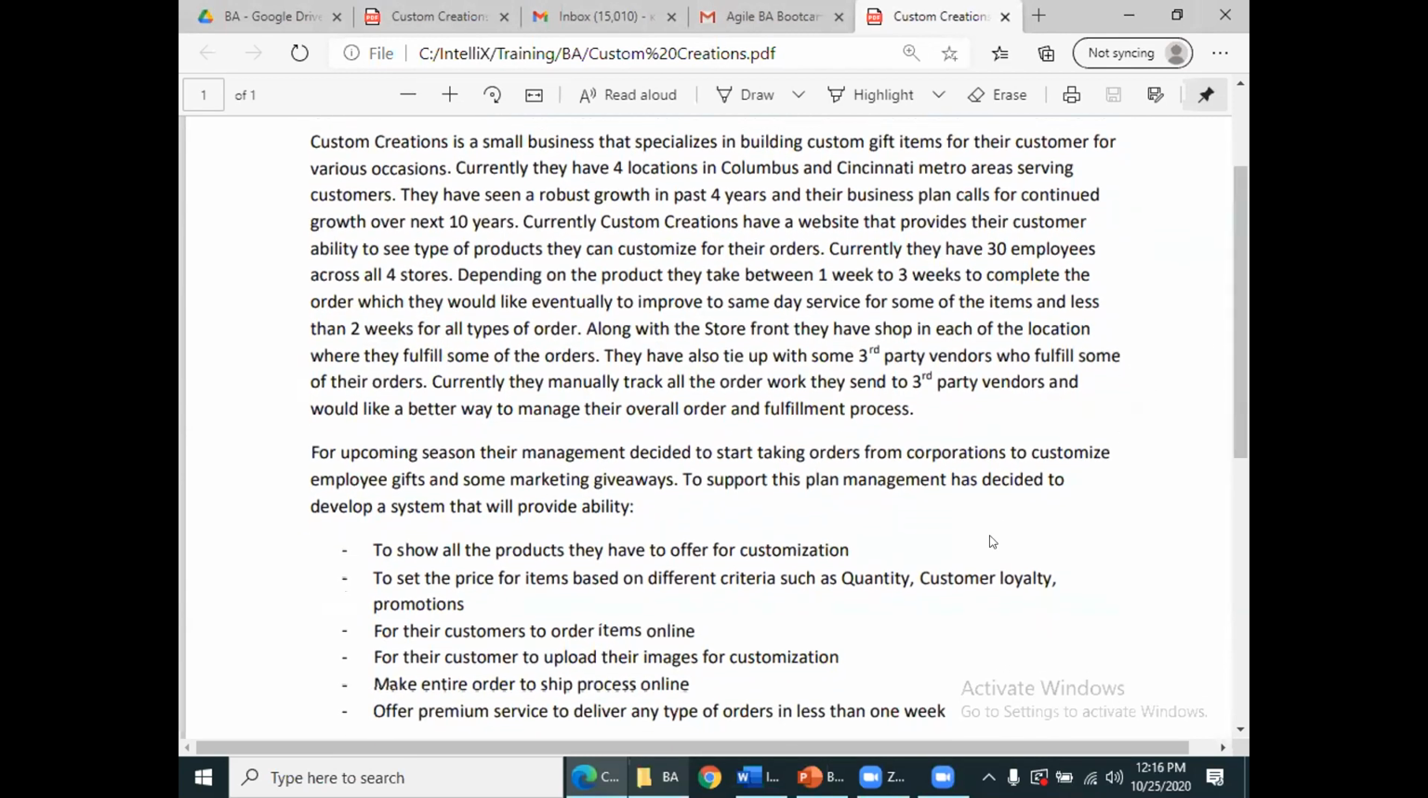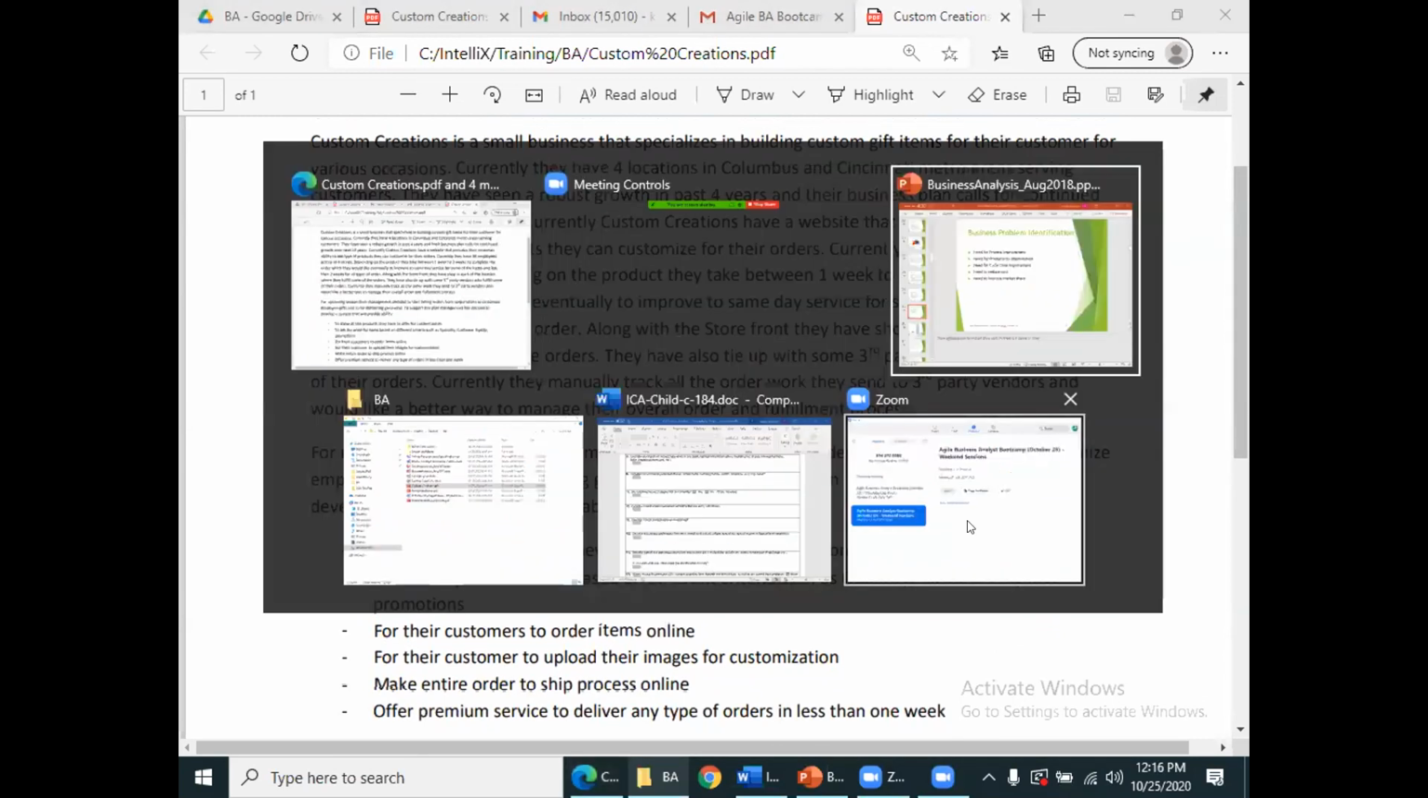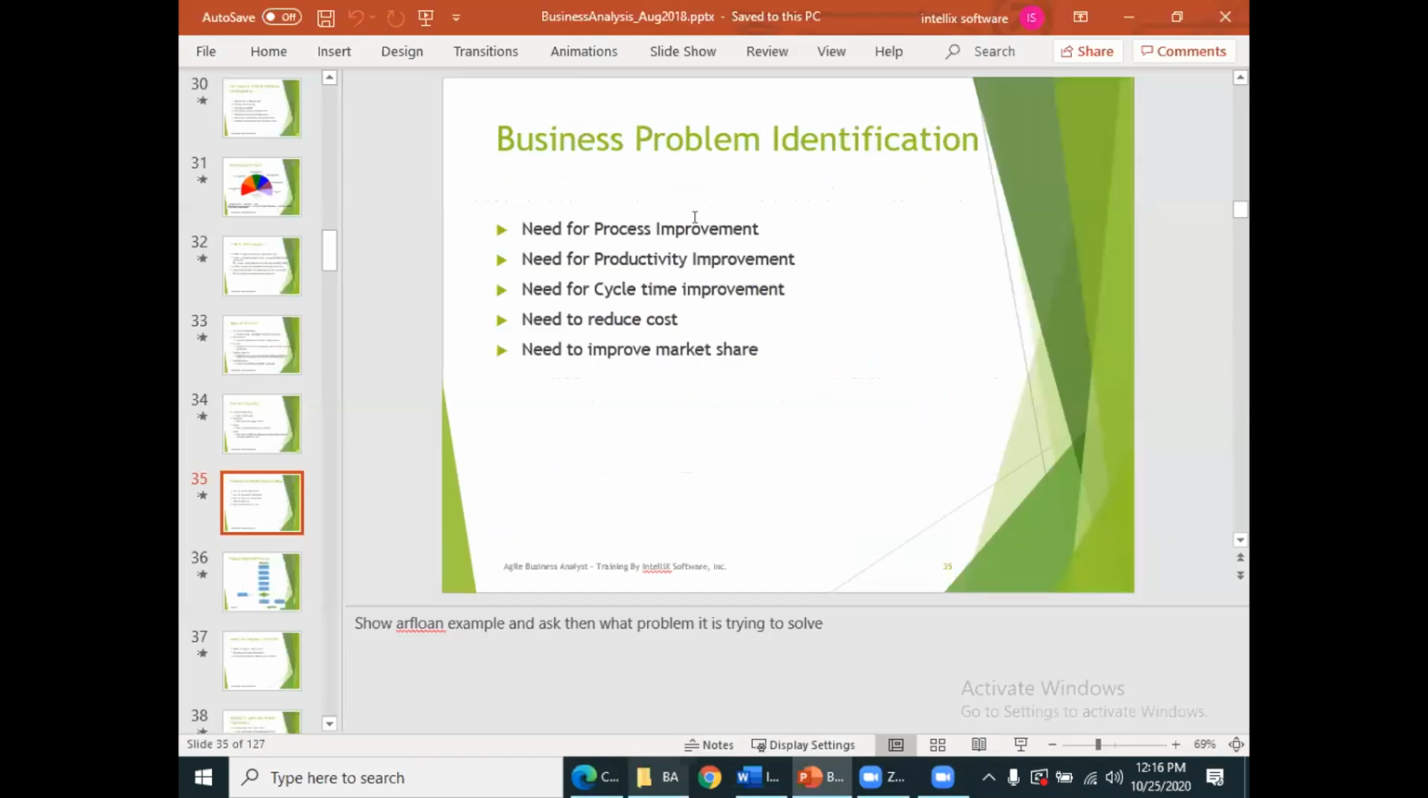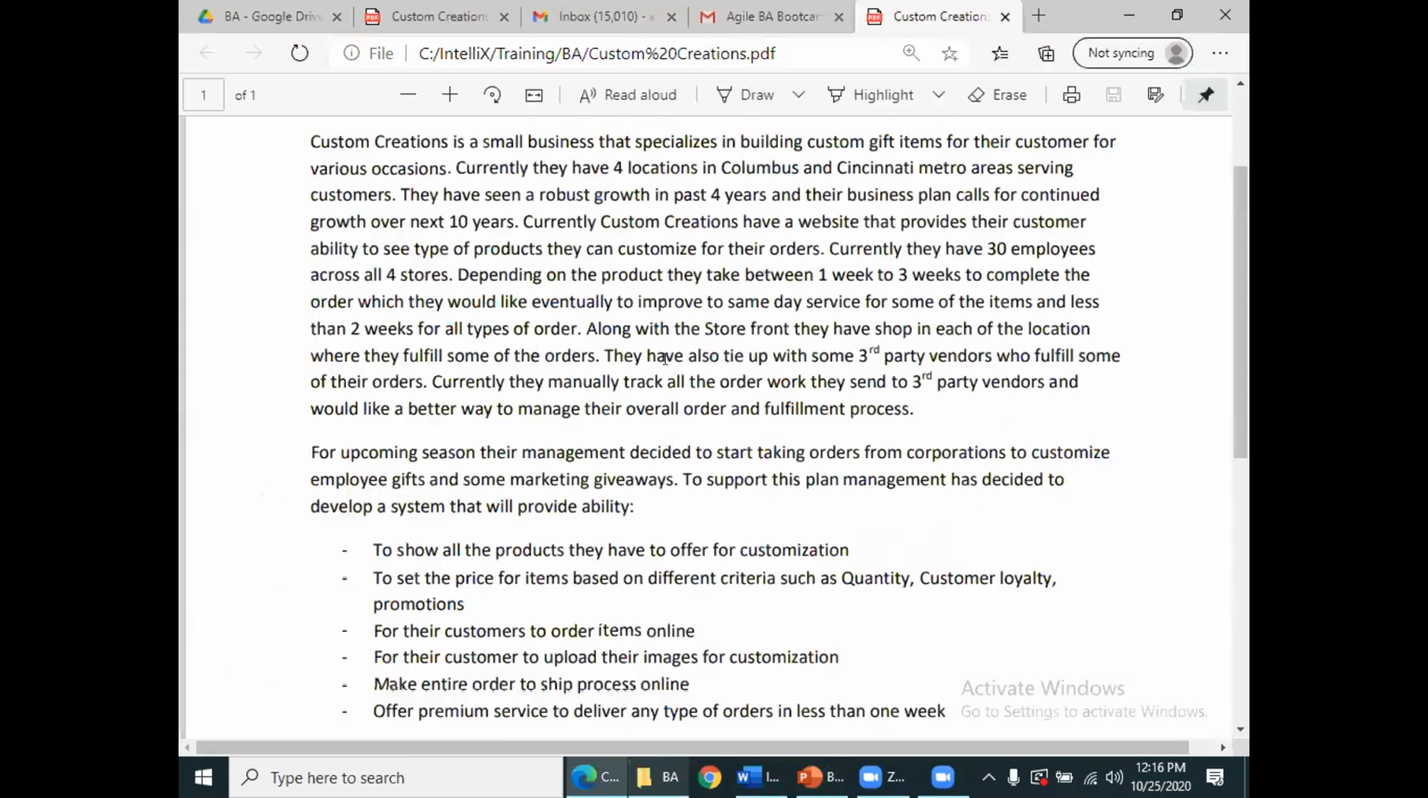Out of the 5 that we talked about: need for process improvement, productivity improvement, cycle time improvement, cost reduction, or market share improvement. Which one of the 5? Is it process improvement? So you think it's a process improvement? I think so, because they want to show all their products, and they also want to make the entire order to ship process online. Okay. All right.